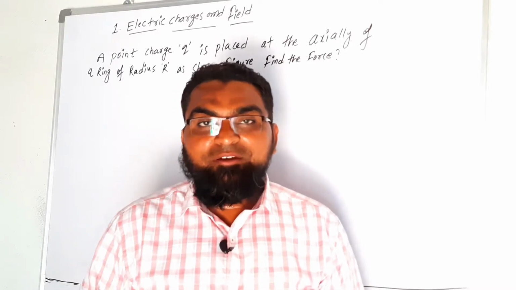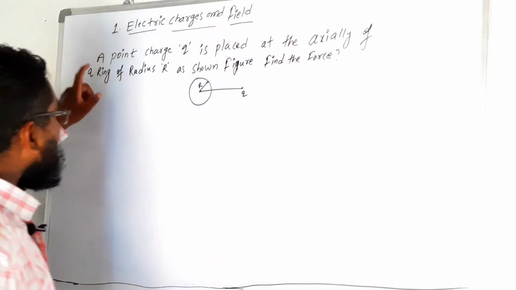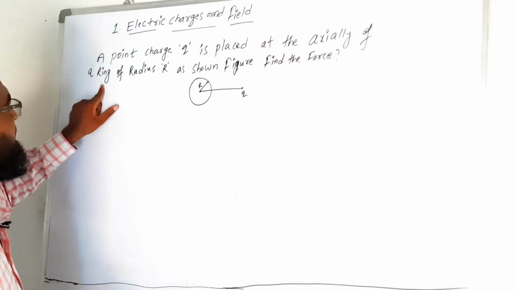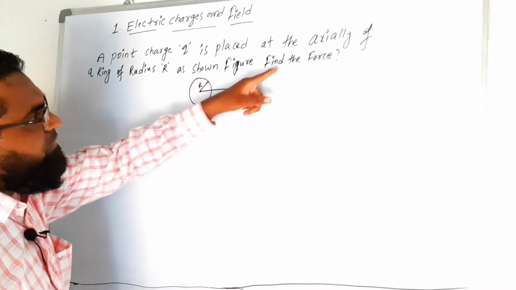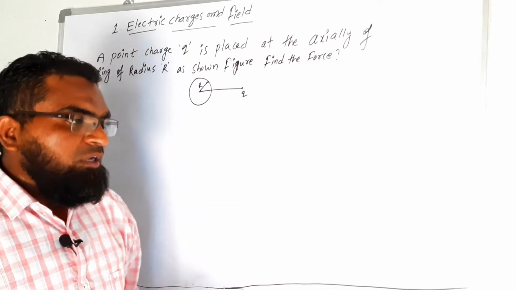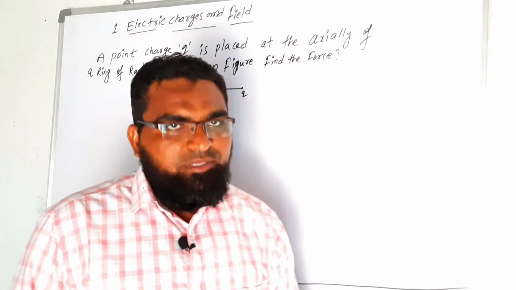So today we are going to discuss this problem: a point charge q is placed on the axis of a ring of radius r, as shown in the figure. Find the force. We are finding the force using Coulomb's law, same as before.